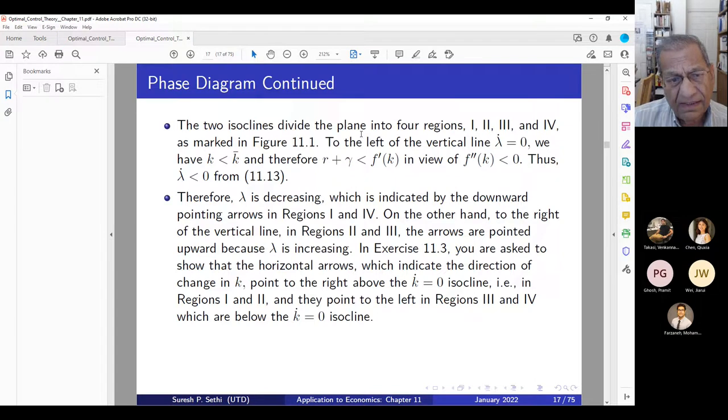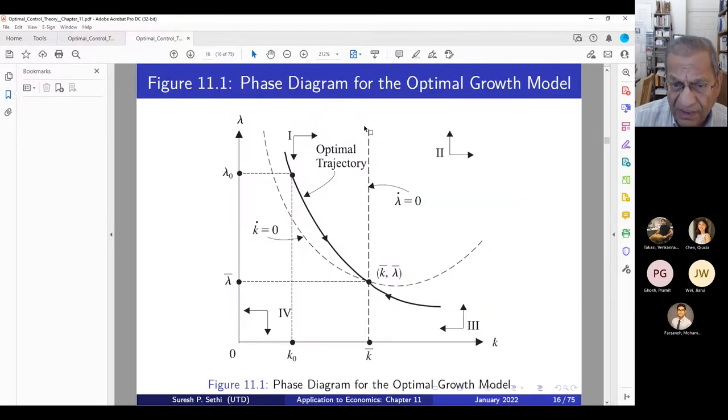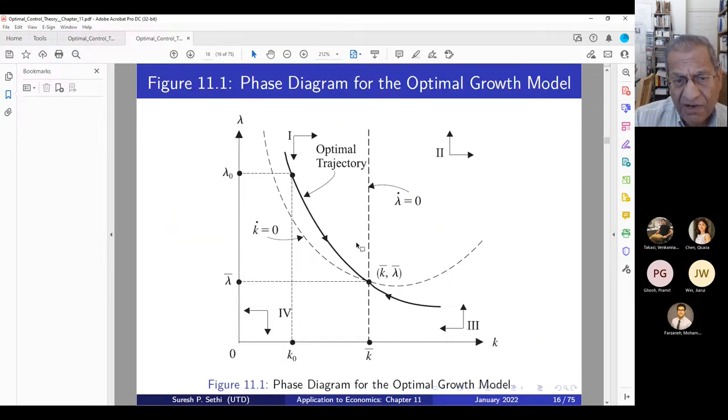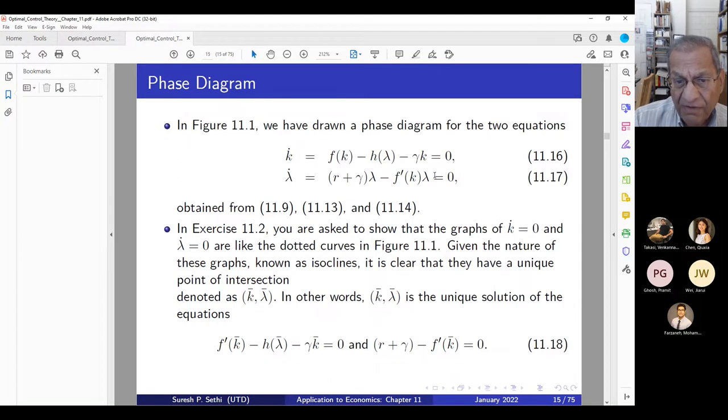If you look at the left of the vertical line lambda dot equal to 0, so this is the lambda dot equal to 0, and go to this side or that side. So let's go on this side. This side means k is less than k bar, okay? So if k is less than k bar, I want to show you that the lambda dot should be less than 0. I want to show you that this will be less than 0 for k less than k bar. Remember, at k equal to k bar, this is 0.